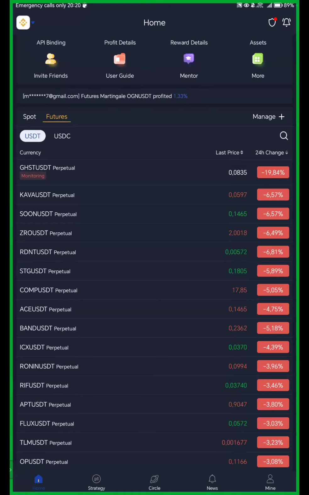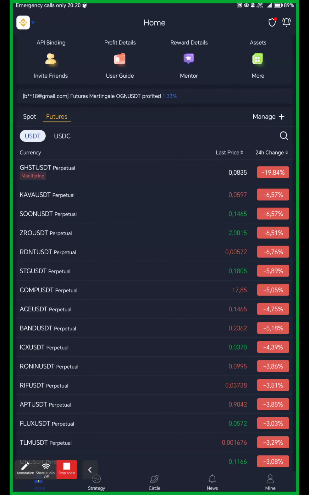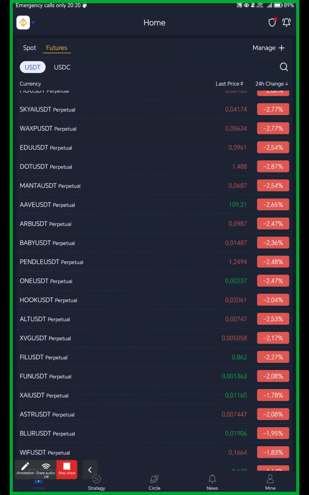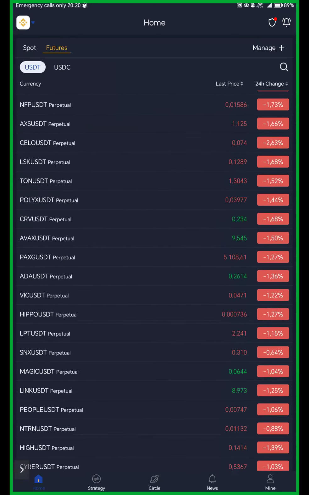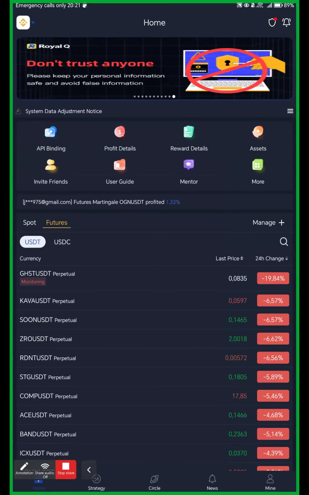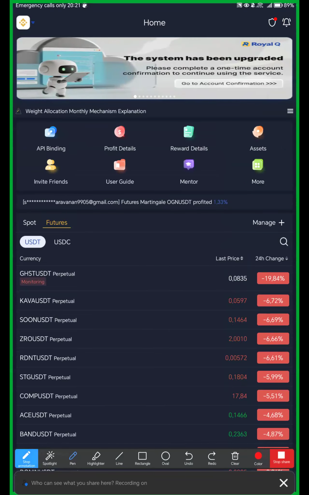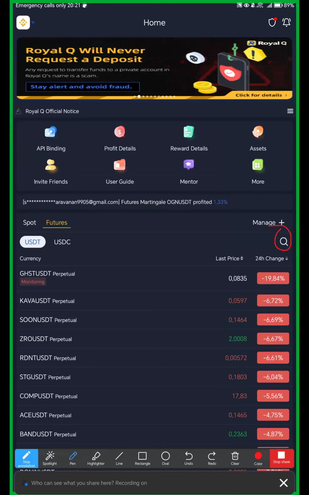Last but not least, next to the 24-hour change button here, there is a search button. If you are looking for a particular cryptocurrency on the list and you are not finding it, or probably it is down here and you don't want to waste time to scroll, you want to do the setting quickly. So there is a search button right here on the top right corner of your screen, around the 24-hour change area. You can use it to search for the coin that you are looking for.